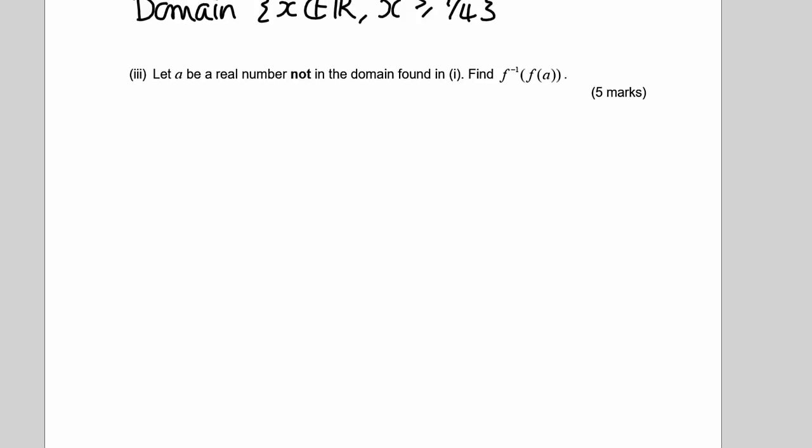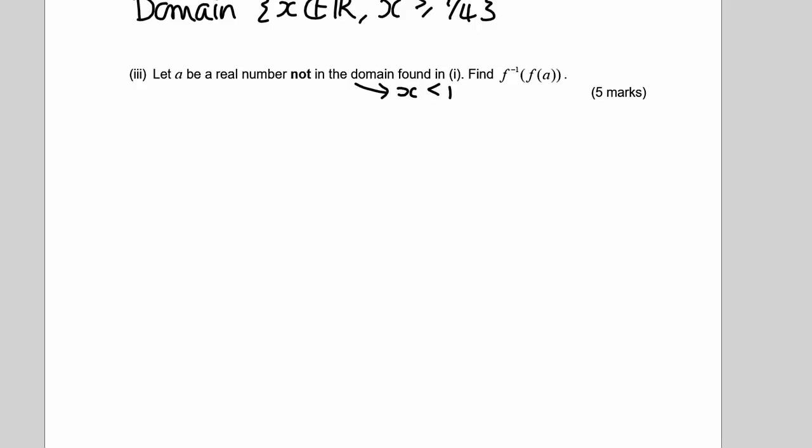Now, this one for 5 marks is a bit different. Let a be the real number not in the domain found in part 1, so the other side. Find f to the minus 1 of f of a. Okay, so we want x to be less than 1, because that wasn't the domain we found earlier.